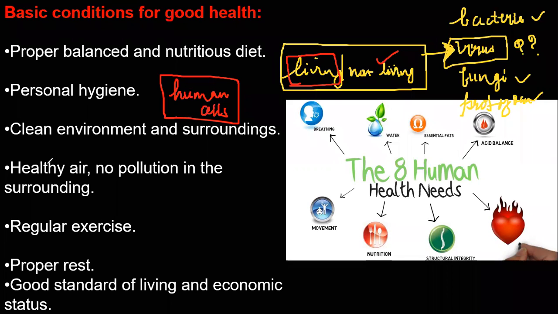Okay. Next, you have the clean environment and surroundings, healthy air, no pollution in the surroundings. This factor is now valid for corona. I am just giving an extra information because this chapter is very easy, and I should try to finish the chapter in this day itself because it's not too lengthy.